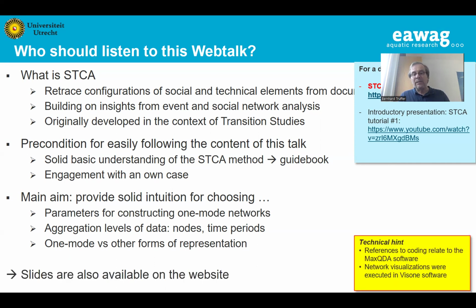The slides are also available on the website. Just as a technical hint, the references I will make to the coding relate to my coding in the MAXQDA software, but in principle the coding can be done in any software, and the network visualizations are executed in Visone software.